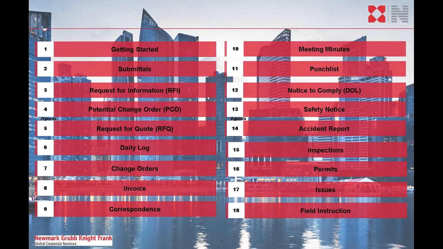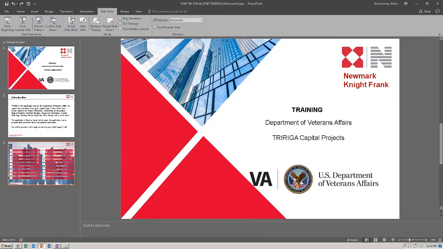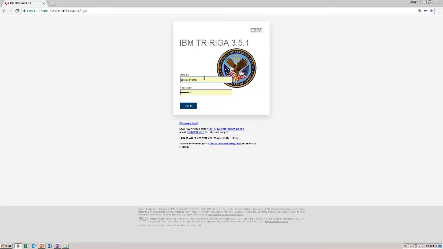Today, we'll be going over issue items, specifically creating an issue item as a contractor, and then reviewing that issue item after you get a response back from CFM. Get logged into Tririga as a contractor.